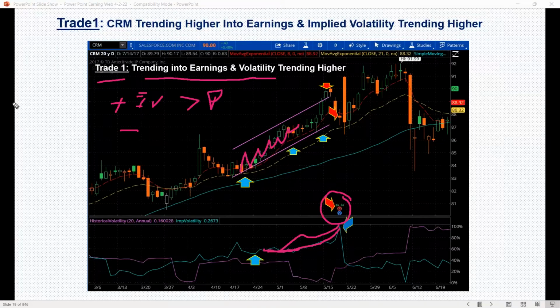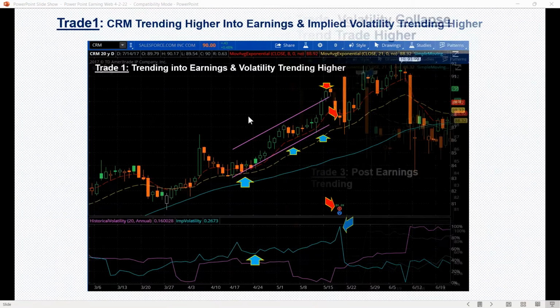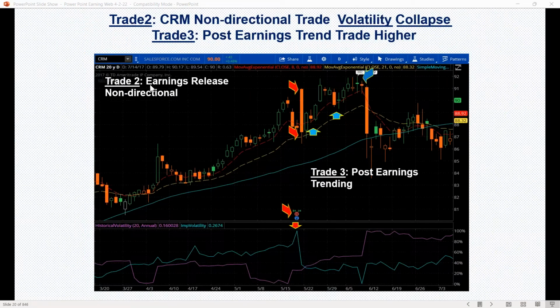Then once you get to the announcement date, you want to be flattened out of this trend trade. You want to exit that, and then set up the next trade, which would be a non-directional trade. This is a trade where we can sell the volatility. We can take advantage of that increased volatility. We can do trades for potential spikes up or down and take advantage of that scenario from different stocks and what they present us. So that would be trade two, earnings release non-directional.